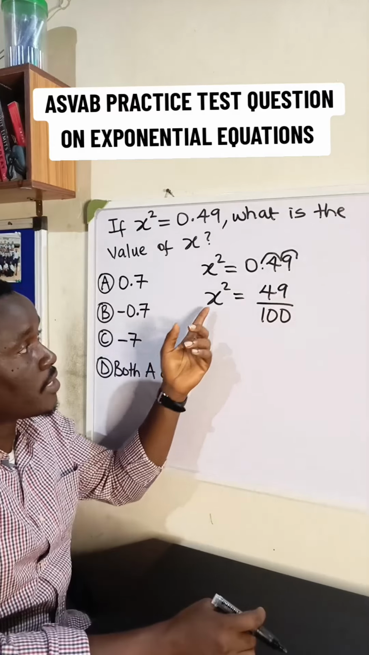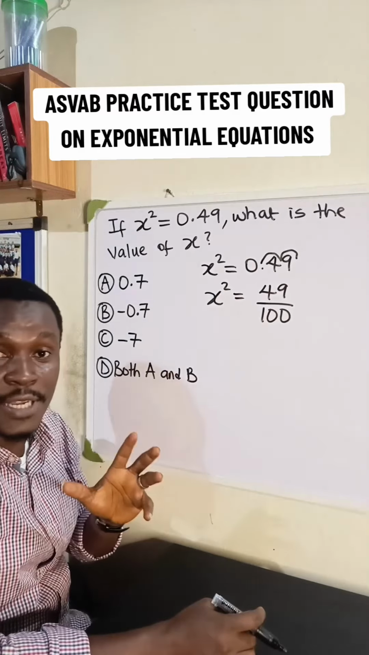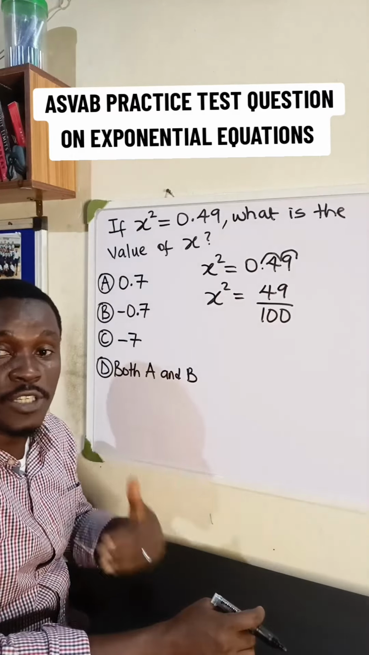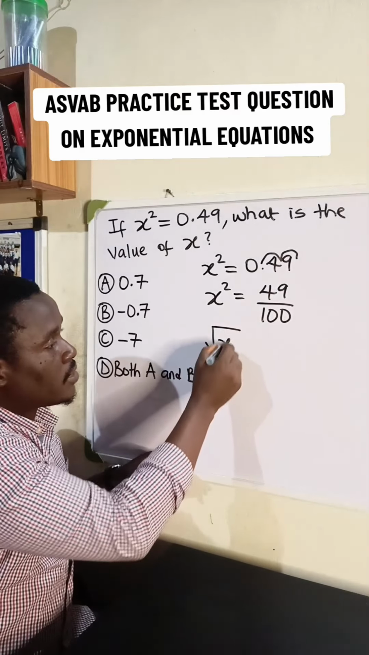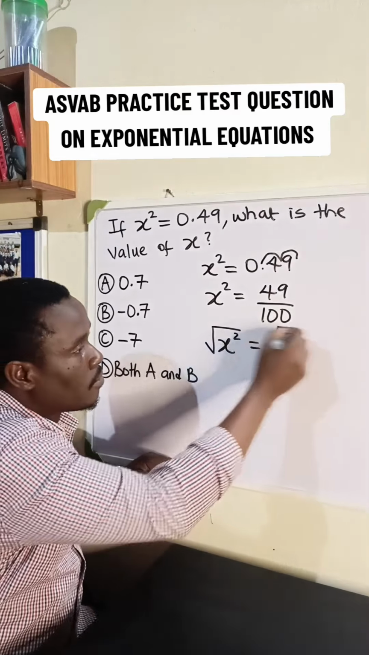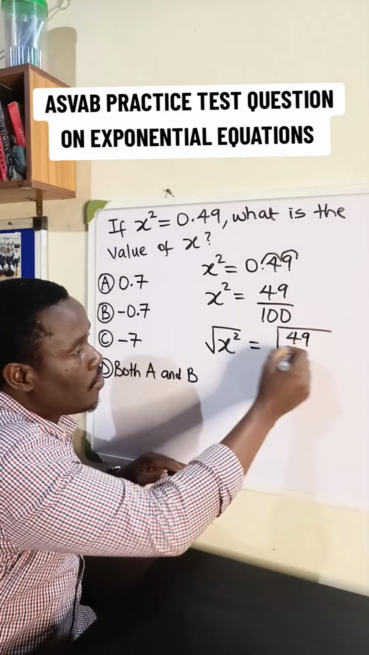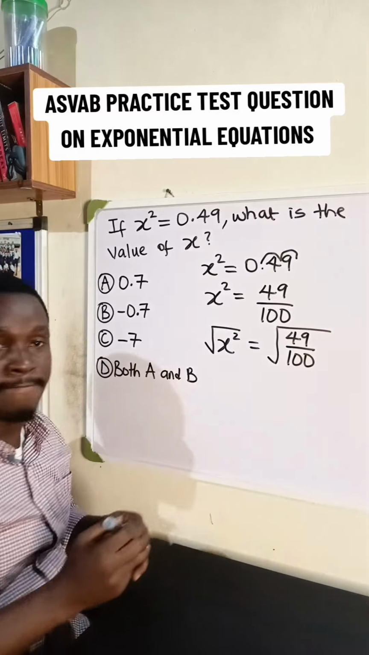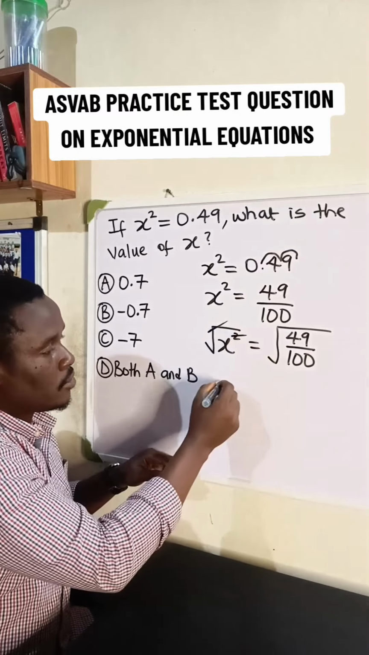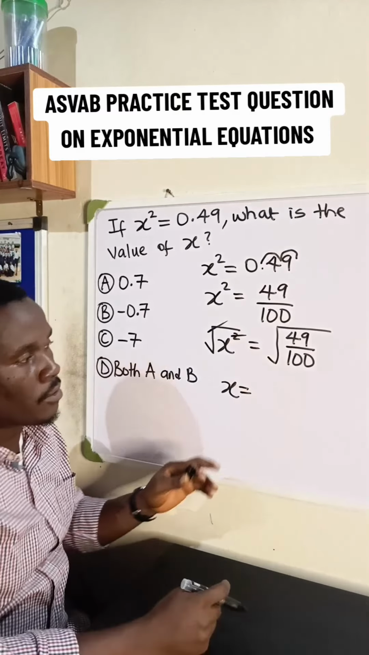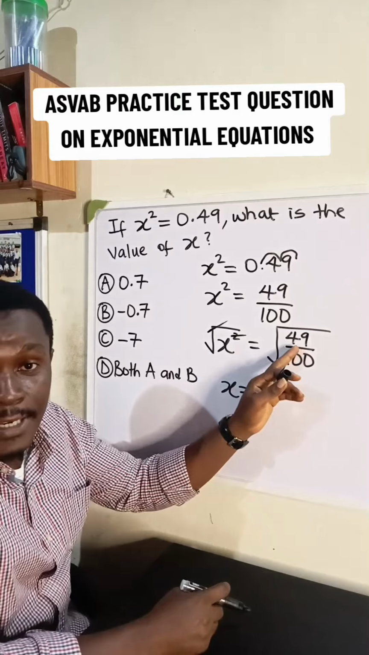The next thing we have to do is eliminate this square. To eliminate square, we introduce the opposite of square, which is square root. So we're going to do the square root of both sides: 49 all over 100, okay? So square root is going to cancel out square. So x is equal to square root of 49 over square root of 100.